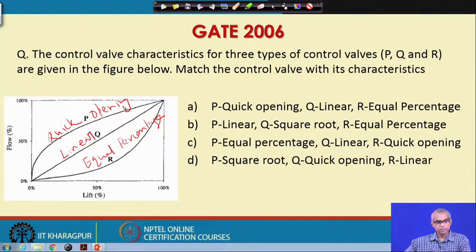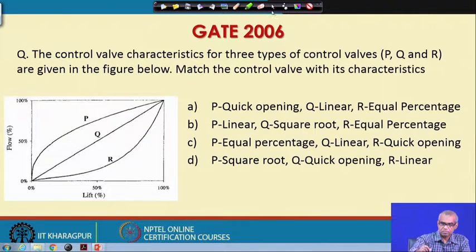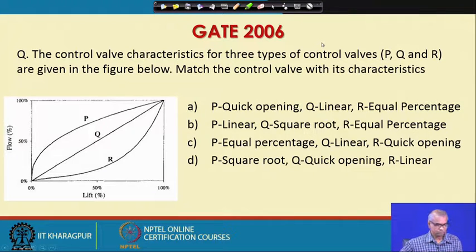So, P is the characteristic for the quick opening control valve, Q is for linear control valve and R is for equal percentage control valve. So, the only correct option is option A. Option A is the correct answer.